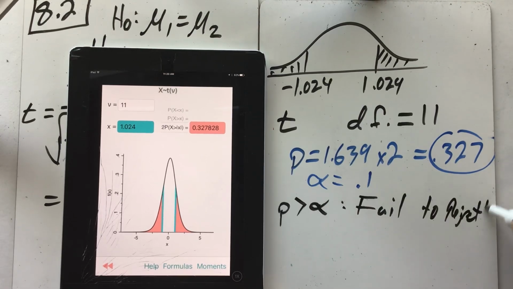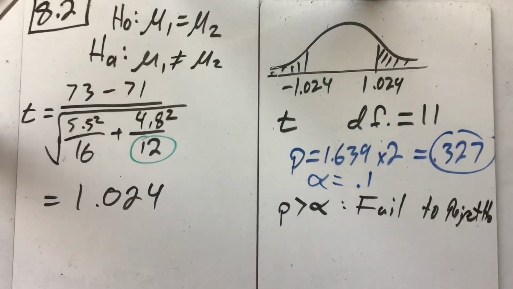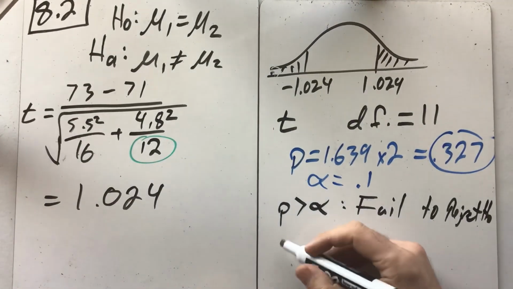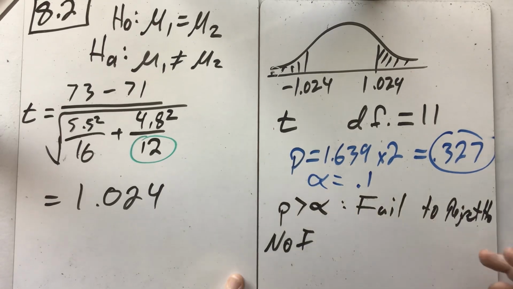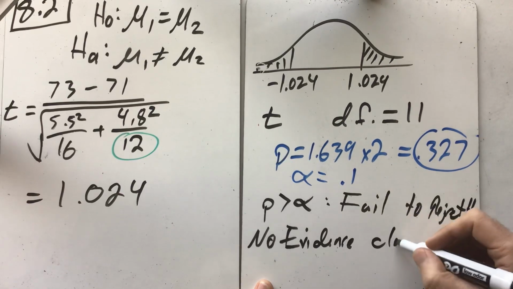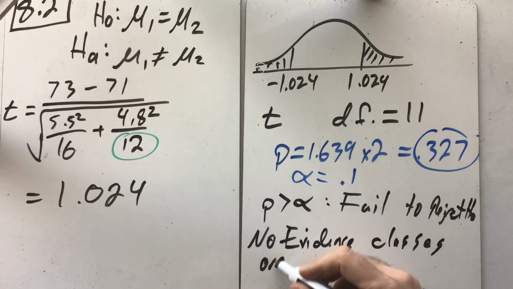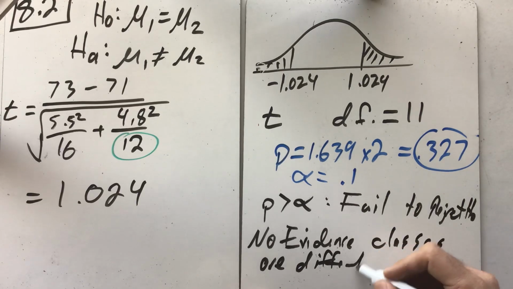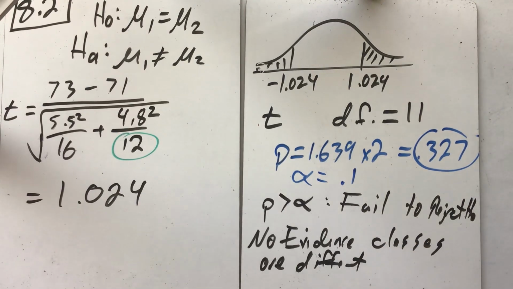What does that mean about our tests? Well, it means we don't have evidence that there is a difference between the two tests. So no evidence the classes are different. Okay, so that's what we got there. It could be the classes actually are different. We just haven't studied enough of them. But right now, there's no evidence they're different. And that kind of makes sense. We had 73 on one class, 71 in the other. Those are pretty similar types of scores.